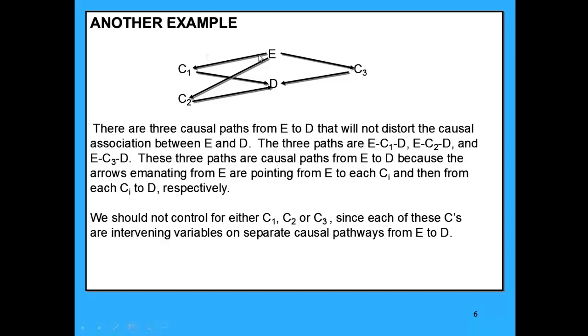Well, now E's going to C1, going to D. E's going to C3, going to D. E's going to C2. So C1, C2, and C3 are now all intervening variables in the relationship between E and D. So if this was your DAG, you probably wouldn't want to control for either one. Okay, so that's why DAGs are important in the process of considering whether you should control for them, and what should be in your initial model.